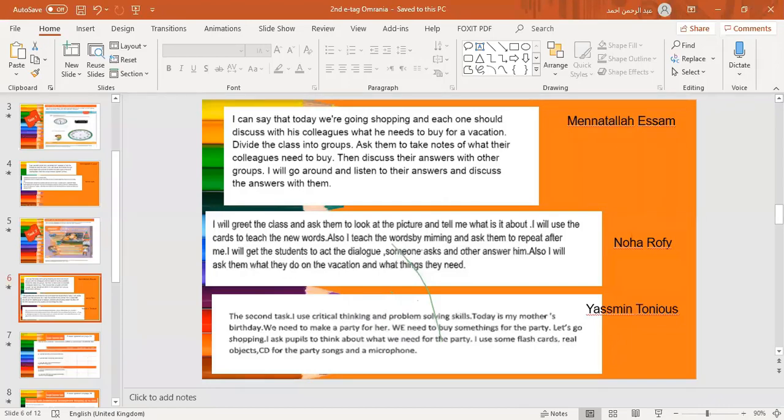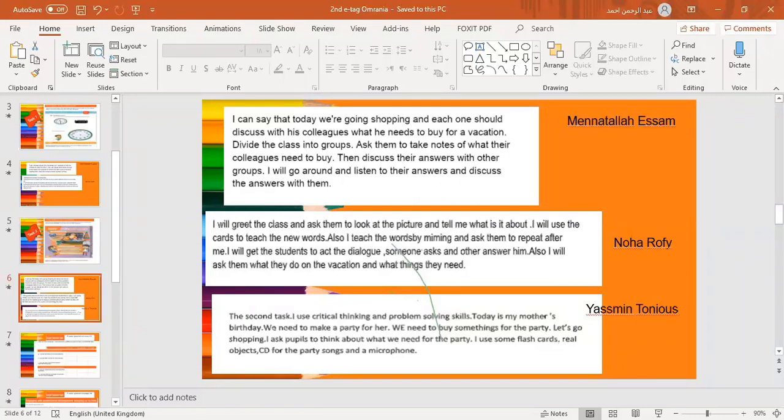As for Miss Yasmin, the second task, I use critical thinking and problem solving skills. So those are two of the 21st century skills we needed to concentrate on when delivering our lessons. Today is my mother's birthday. We need to make a party for her. We need to buy some things for the party.